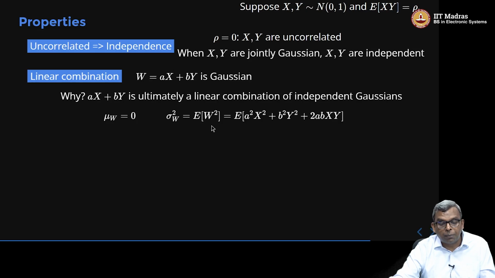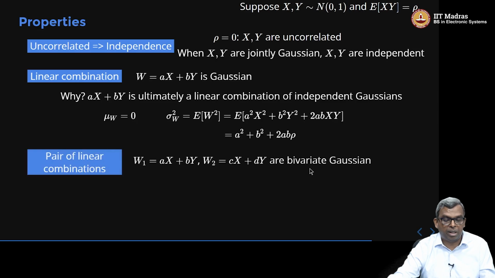When you do W squared, you get a squared x squared plus b squared y squared plus 2ab xy. Now the expected value of x squared is 1, the expected value of y squared is 1, but the expected value of xy is not 0, because x and y are correlated. So you will get 2ab rho. You will get a squared plus b squared plus 2ab rho, and this becomes your variance. Notice how the variance has a rho factor in it because x and y are correlated. This is how you deal with linear combinations of Gaussians.